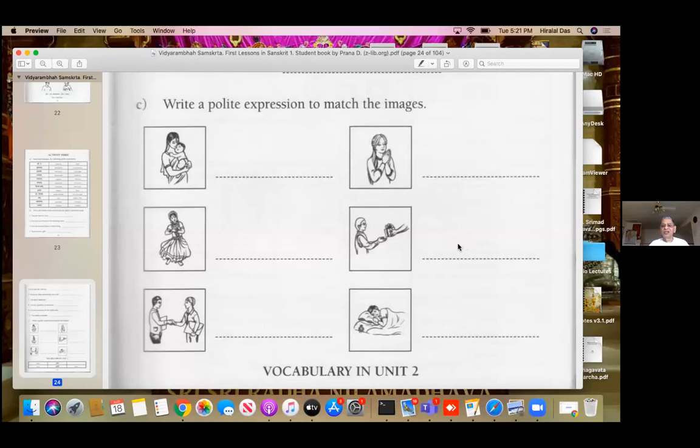Why can't we say namaste? Yeah, you can say also namaste. Okay. Namaste, you can say. Please, this person is sleeping.